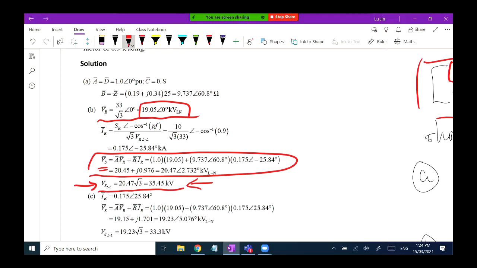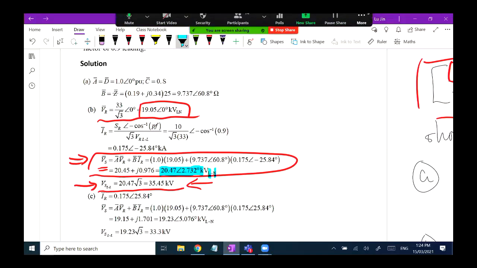But my question is, based on the solution given here, we have already got at the sending end the phase voltage given like this. At the rightmost of the equation, you can see we got L to N. This means line to neutral. This is the phase voltage at the sending end, right? And we got the phase voltage at the sending end to be 20.47 with 2 point something degrees. What will be the vector of the line-to-line voltage at the sending end?